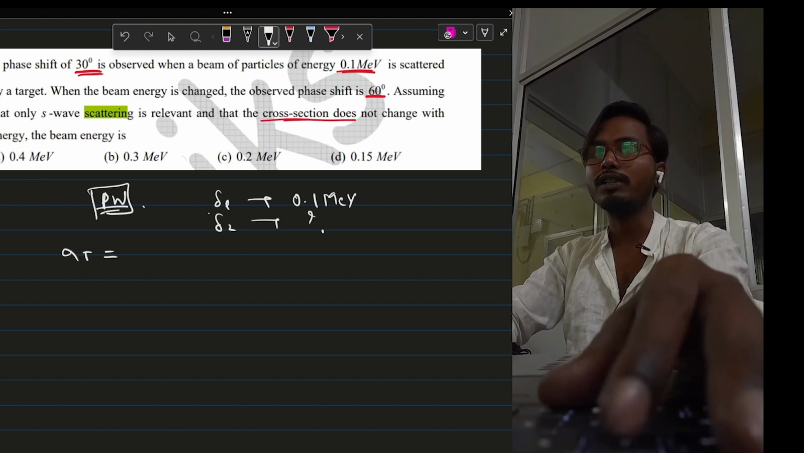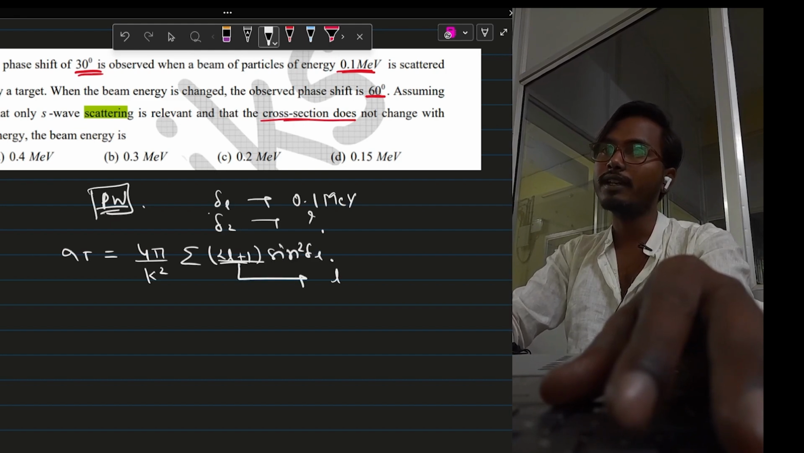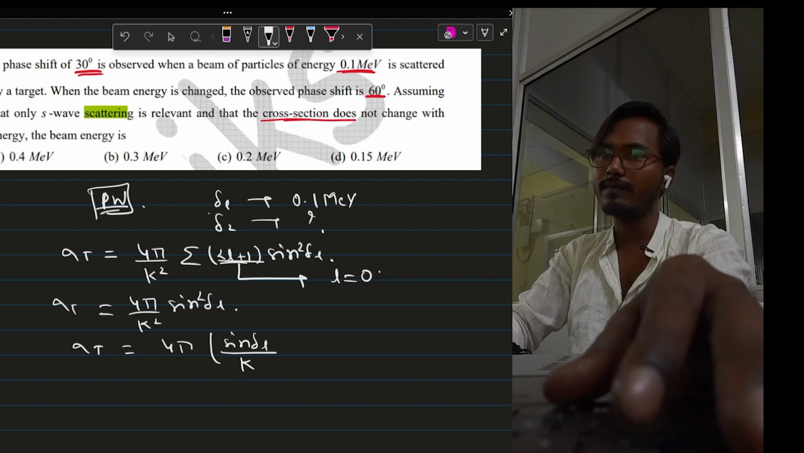What do you know about partial wave? That the cross section is 4 pi by k square summation over 2l plus 1 sine square del l. For S wave, l equals to 0. Okay, so the total scattering cross section is 4 pi by k square and then sine square del l. Or we can say that the total scattering cross section is 4 pi sine del l upon k, whole square. This is the total scattering.